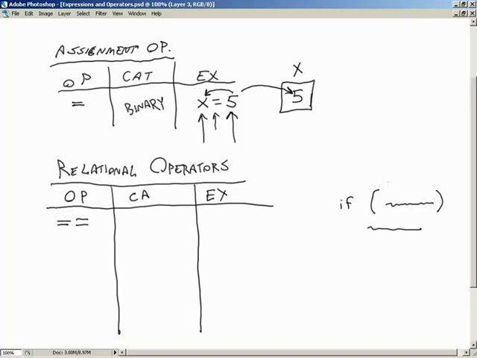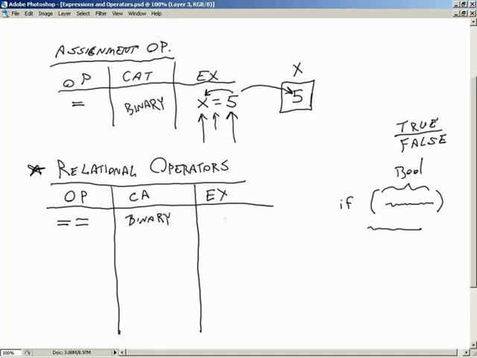So what needs to be inside these parentheses is basically a Boolean value, which means true or false. Okay? So everything that I'm about to show you with relational operators is going to evaluate to a true or to a false. So equals, equals. Well, the category, all of these are going to fall into binary.